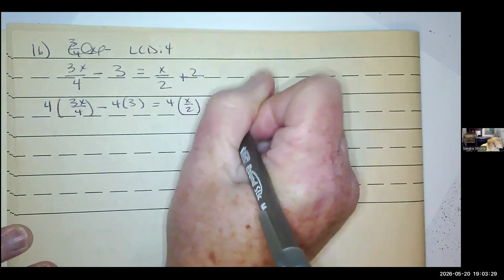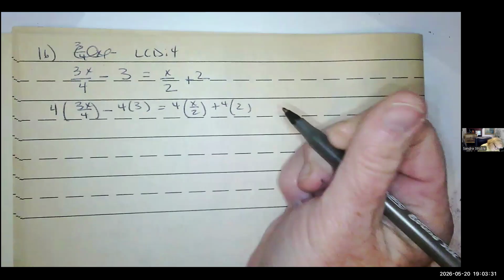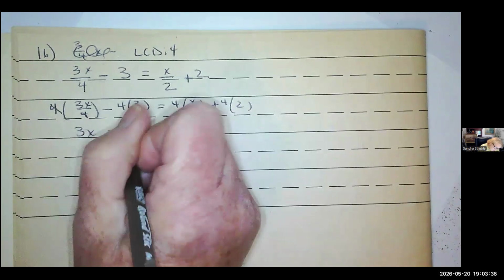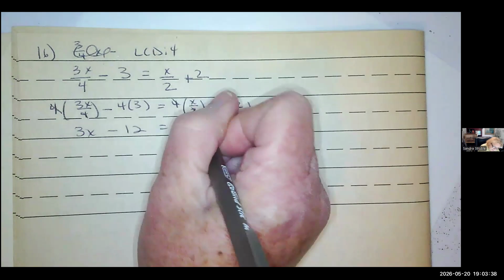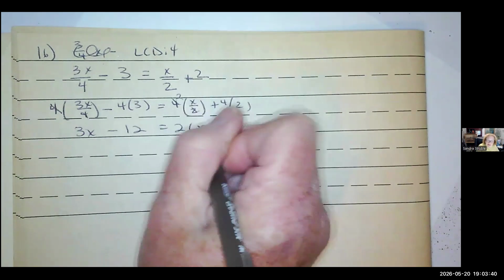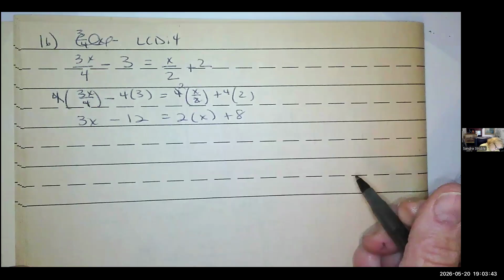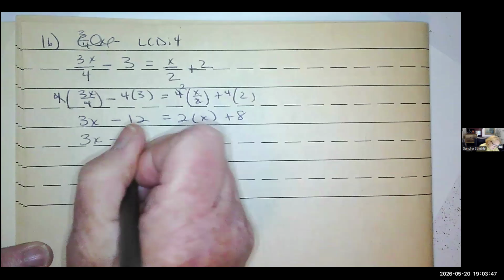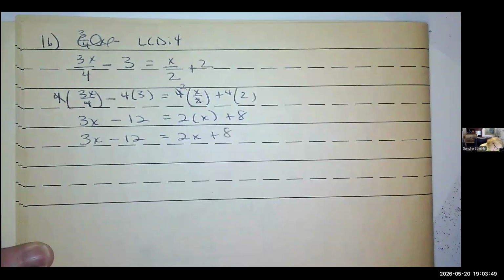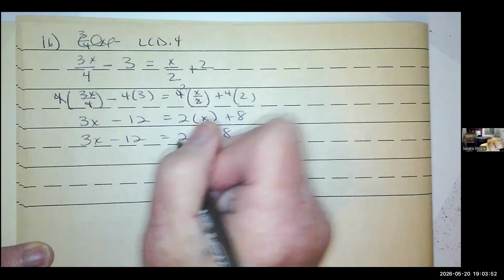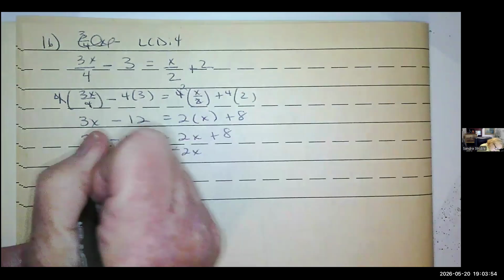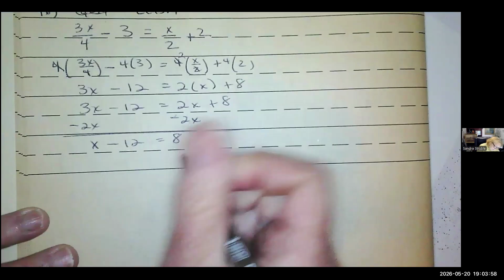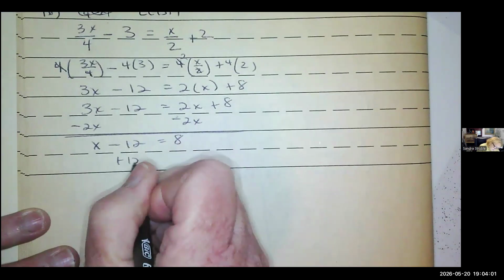All right, these reduce, you're left with 3x minus 12. These reduce, you're left with a 2 times x plus 8. Fractions are gone. Let's tidy this up a little bit. 3x minus 12 is equal to 2x plus 8. X is on one side, constants on the other. Let's move our 2x over by subtracting it from both sides. x minus 12 is equal to 8. Move our 12 over, it's negative, so we need to add 12 to both sides. x is equal to 20.